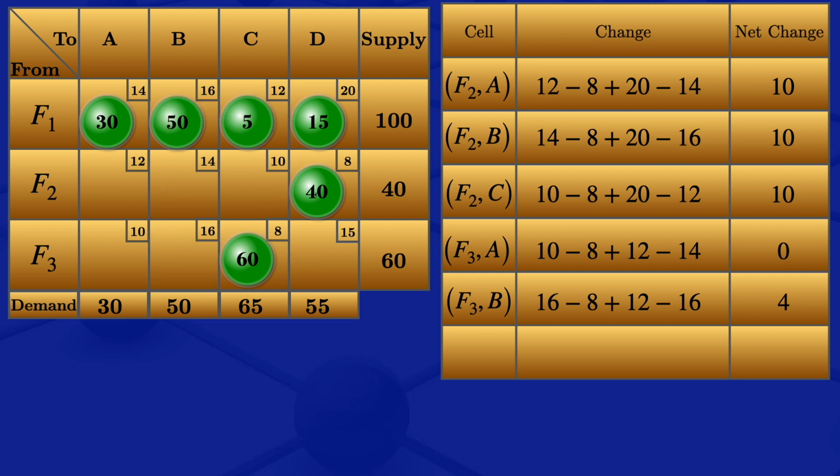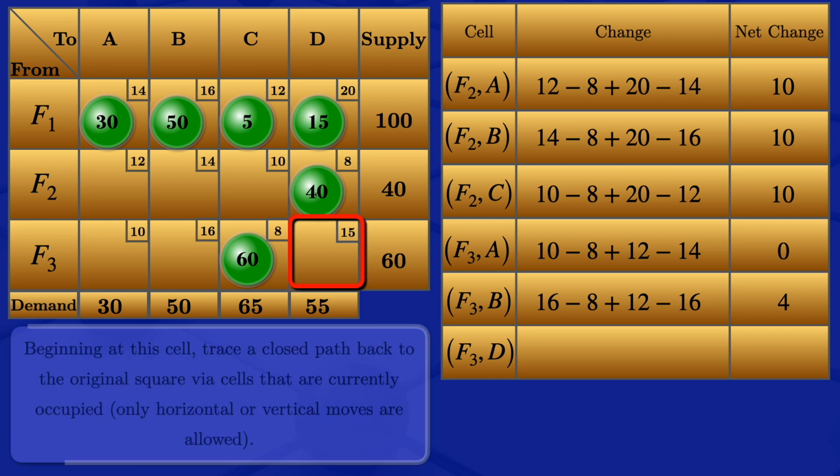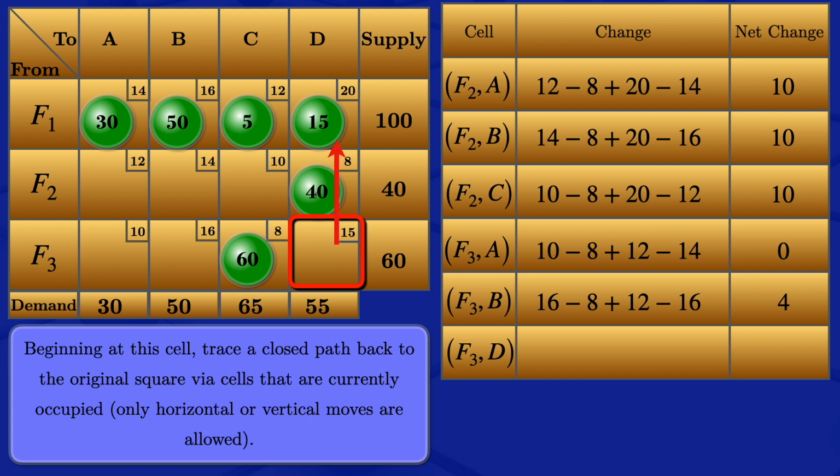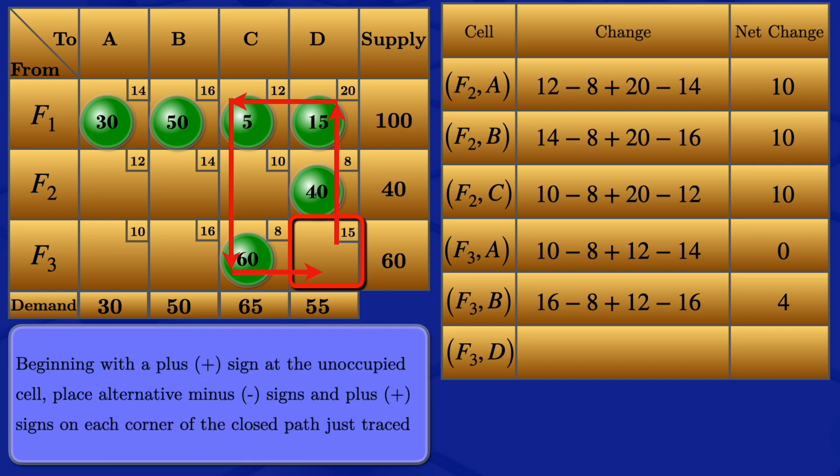Moving on to the last cell, which is F3D. Trace a closed path back to this cell. In this case, we are going to move vertically upwards, horizontally to this cell, vertically downwards, and horizontally back to the original. Place a positive sign in this cell, negative sign, positive, and negative.